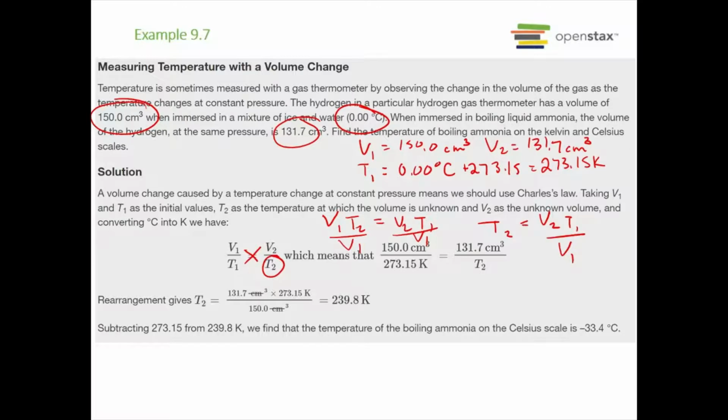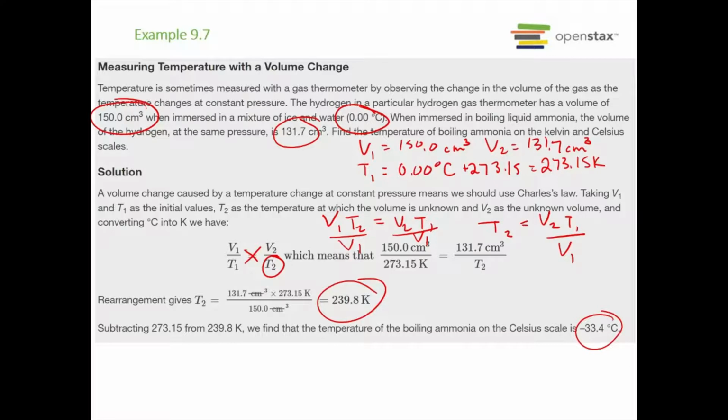Plug in all of our numbers and we get 239.8 Kelvin, which makes sense. Our volume went down, so our temperature should have gone down, right? That 239.8 is lower than 273.15. And the last step is to go from Kelvin to Celsius: you subtract 273.15 and you get negative 33.4 degrees Celsius.